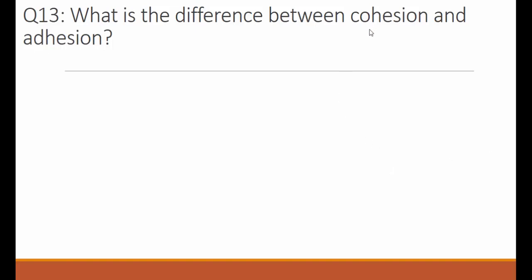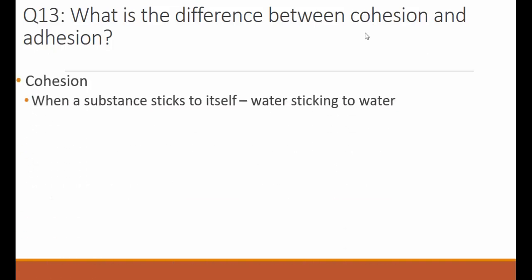So here we have co. Co means to come together. What's coming together? Water. So it's when water sticks to water. Water is attracted to itself. It is a polar molecule. But cohesion is describing water sticking to water.